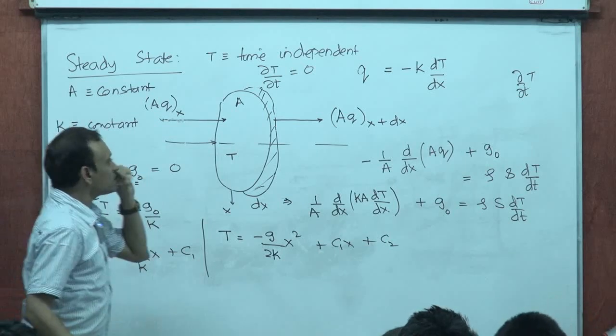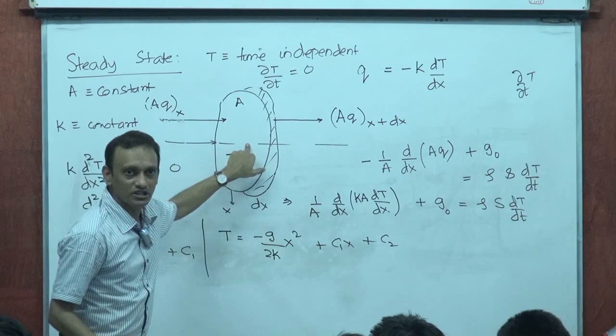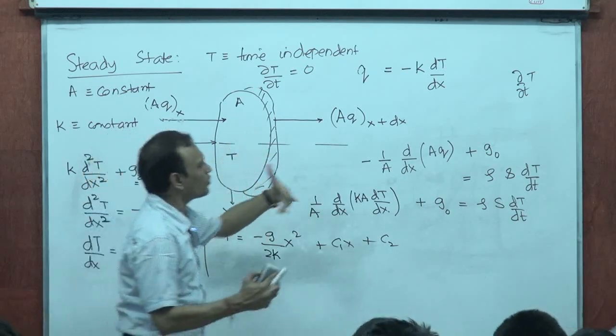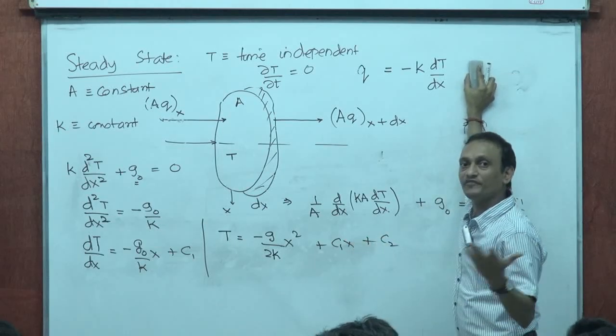See, again, if there is no internal heat generation, what really happens, I can tell you why. When would it not be parabolic? When would it just be a straight line?